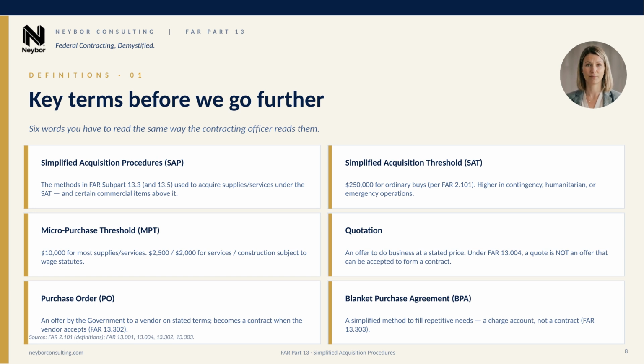And a blanket purchase agreement, a BPA, is a simplified method to fill repetitive needs. Think of it as a charge account, not a contract. The government is not obligated until it actually places a call against the BPA.